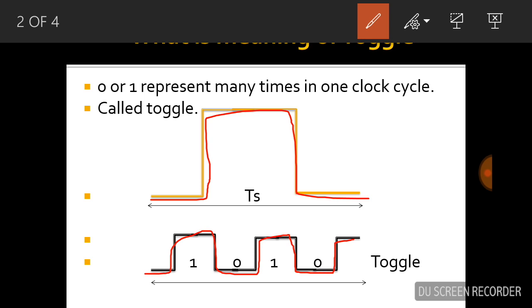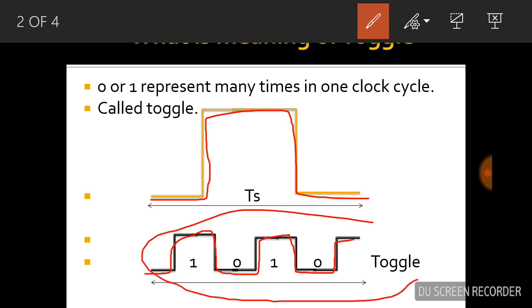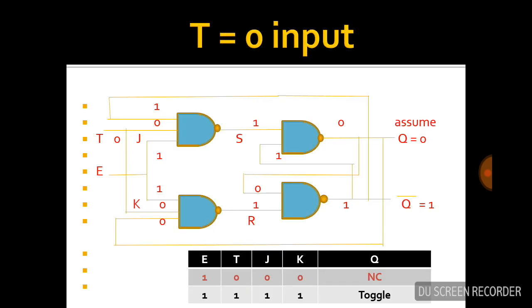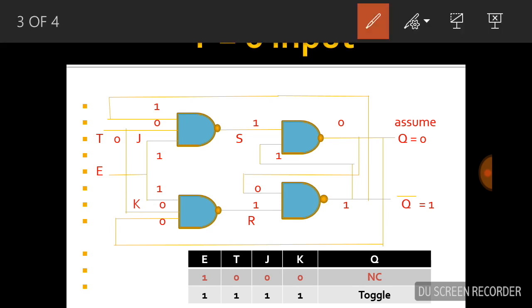So this condition is called the toggle condition. That means 0 or 1 is represented many times in one clock cycle. This is called the toggle condition. This toggle flip-flop is made from the JK flip-flop. Here J and K make the JK flip-flop. If we connect these two inputs J and K together, then it becomes the T flip-flop.